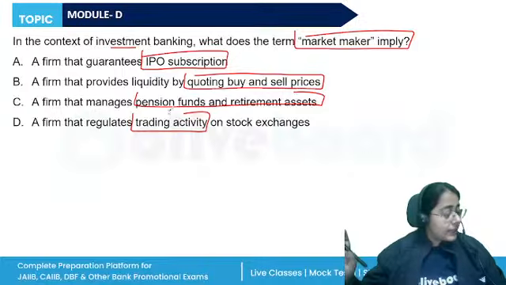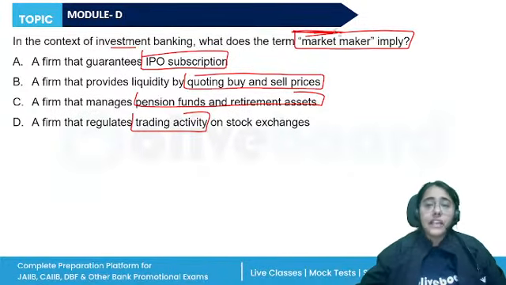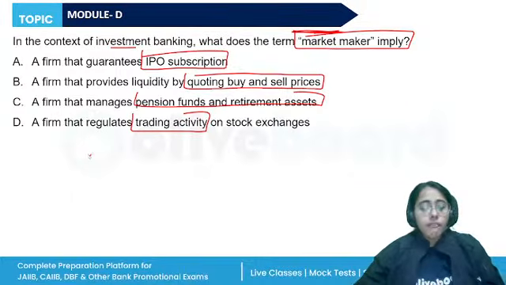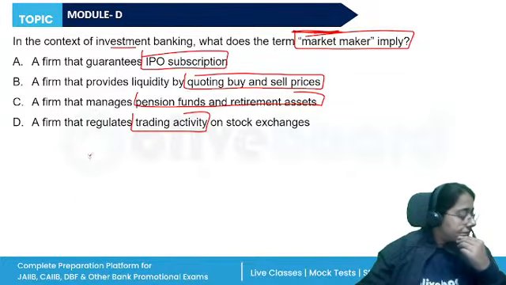I told you in yesterday's revision session as well, this market maker concept is very important. Investment banking is known as market maker. Why? Why is investment banking known as market maker? What is the meaning of making market?